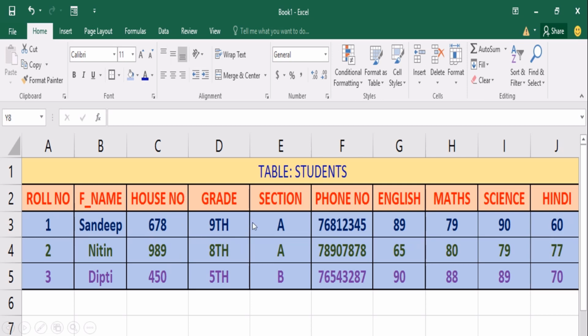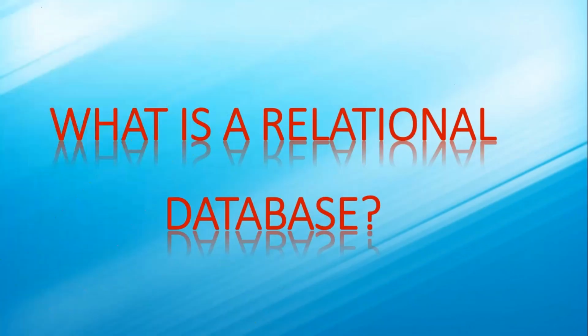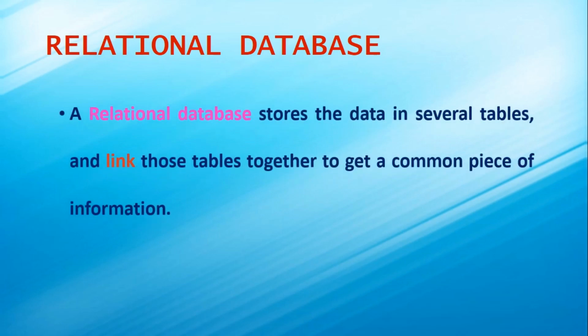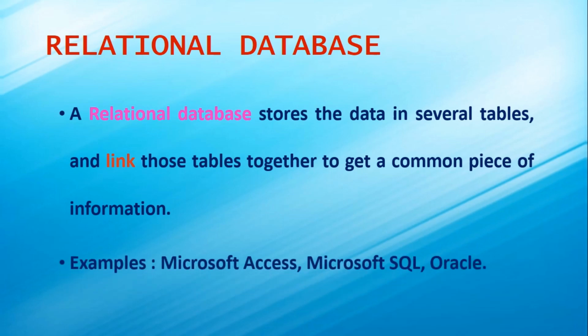So it's better to break this table into different tables so that we can distribute the fields in each table and we can have a relation between these tables. But how? Let's try to understand the relational database. What is a relational database? A relational database stores the data in several tables and links those tables together to get a common piece of information. The examples for relational database are Microsoft Access, Microsoft SQL and Oracle.